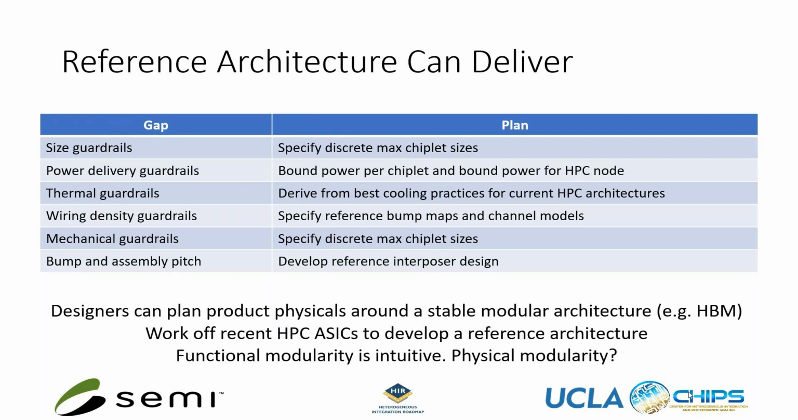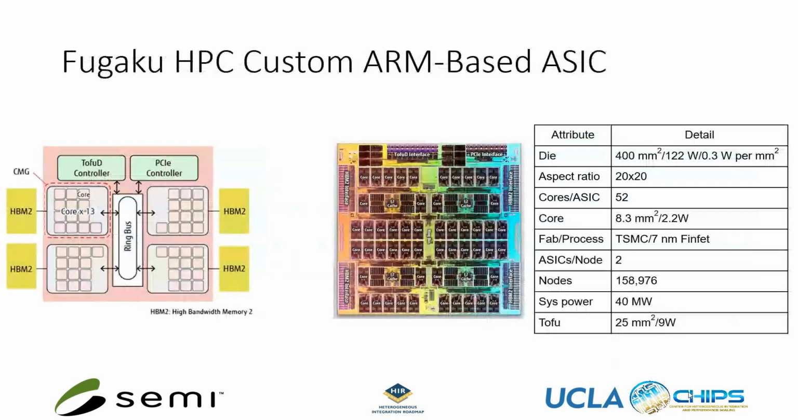Functional modularity is intuitive in the sense that you can say, look, I've got a CPU, I've got memory, I've got I/O, etc. The key question is, can you do physical modularity in a reference architecture? That's what we spent time on. So I'm going to take a little detour to argue that yes, you probably can do physical modularity. I think John Schaff isn't online, is he? Okay.